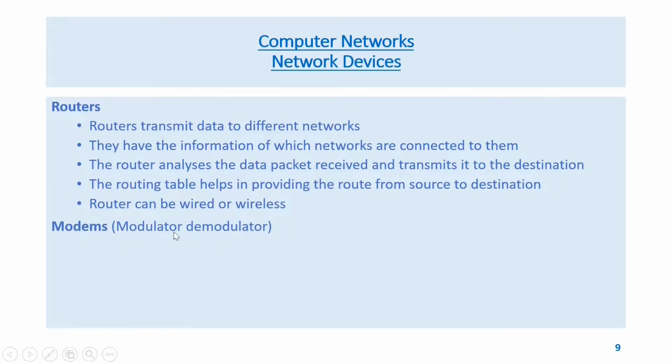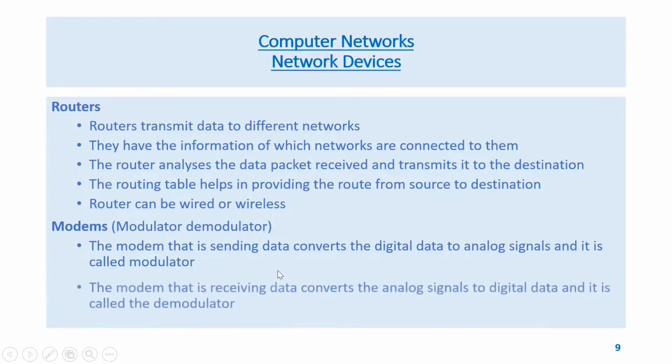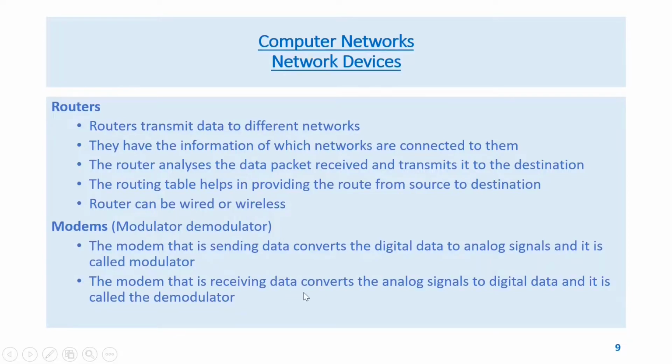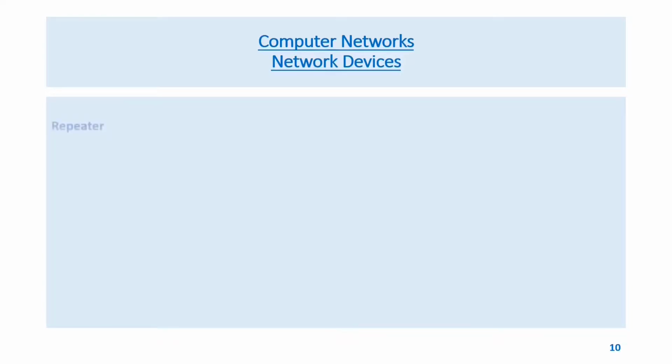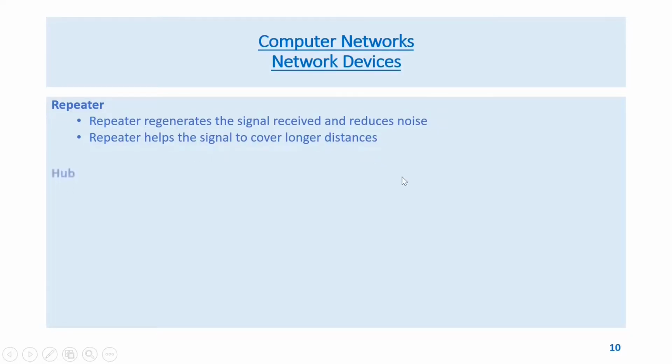Modems: modulator, demodulator. The modem that is sending data converts the digital data to analog signals and it is called the modulator. The modem that is receiving data converts the analog signals to digital data and it is called the demodulator. The next network device is repeater. Repeater regenerates the signal received and reduces noise. Repeater helps the signal to cover longer distances.